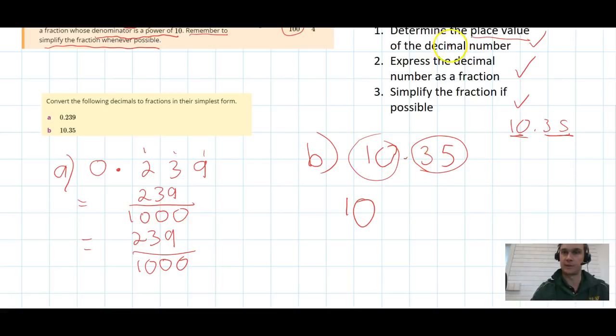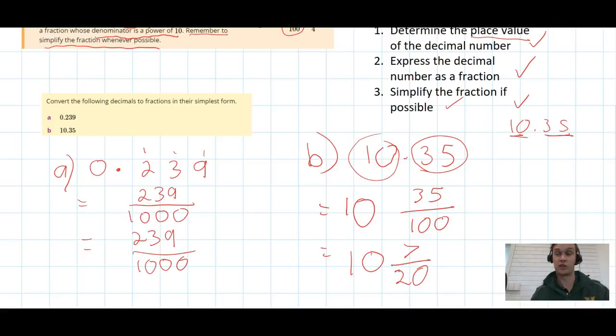So here we'll go through the steps again, determine the place value. So we have tenths, hundredths. So this will be 35 hundredths. So what we have here is a mixed number, which means a whole number and a fraction. So our answer is 10 and 35 hundredths. But I know that I can simplify this fraction, because we have 5 and 5. So 35 over 100 can be converted down to 7 over 20. So that's how you can change a decimal into a fraction.